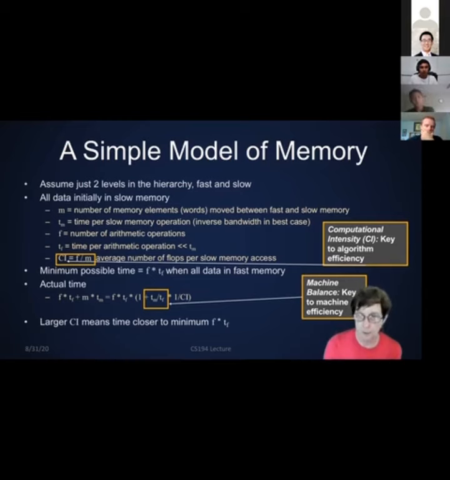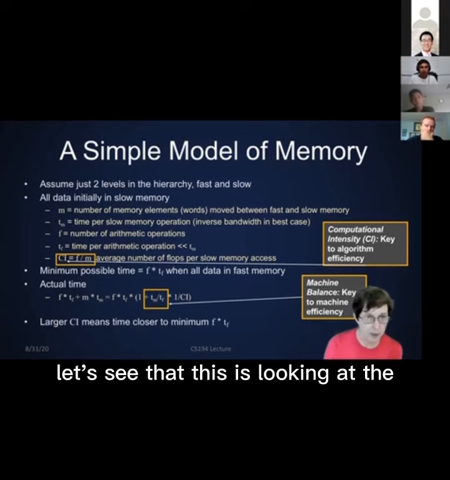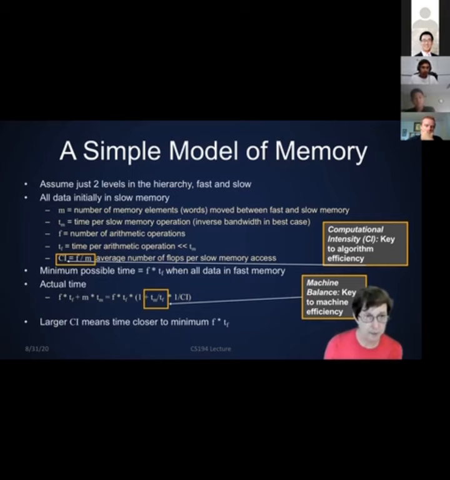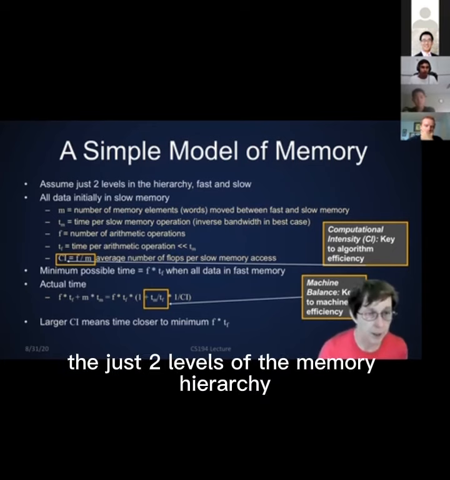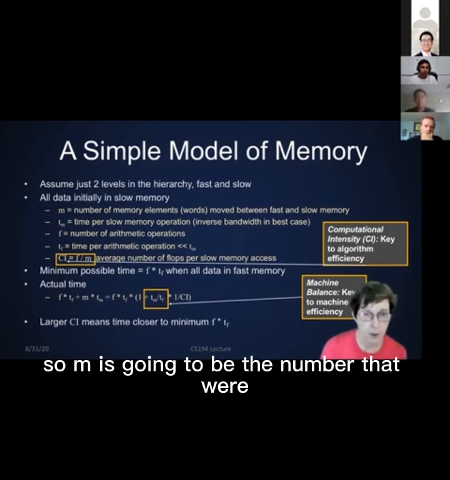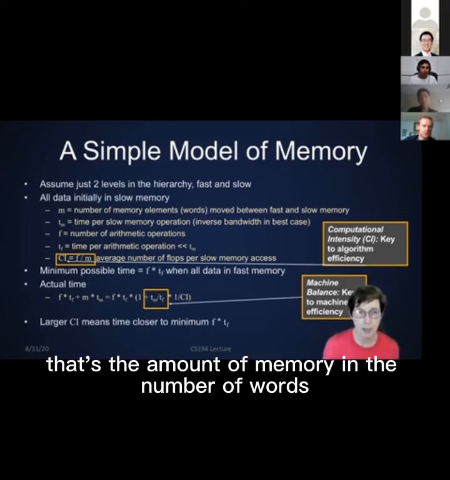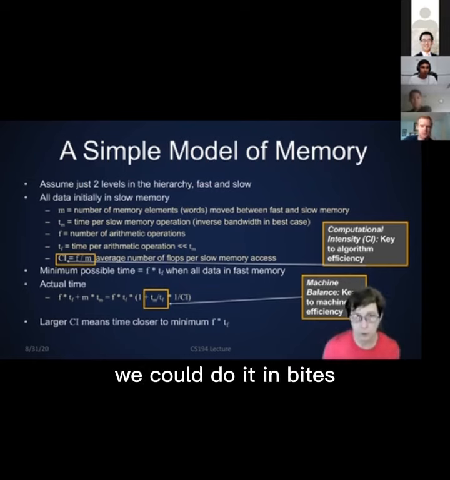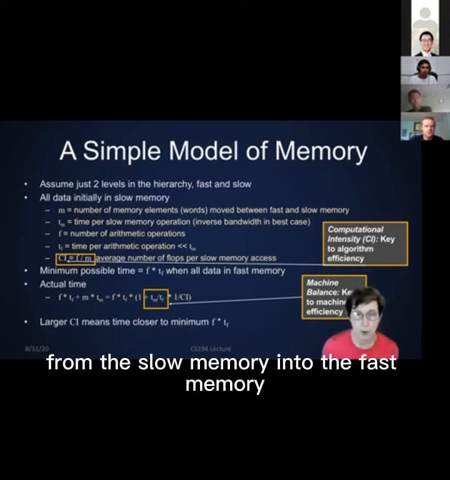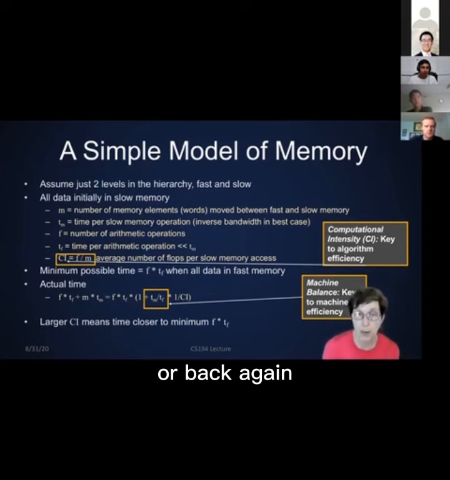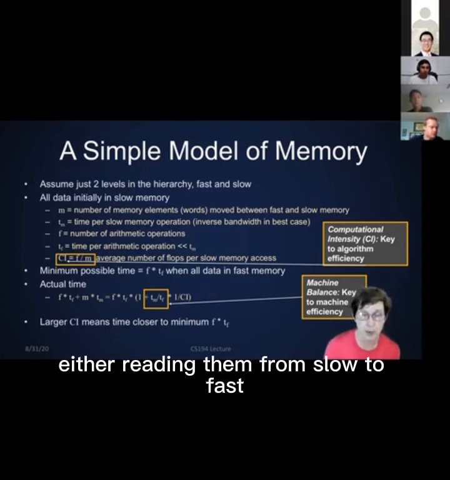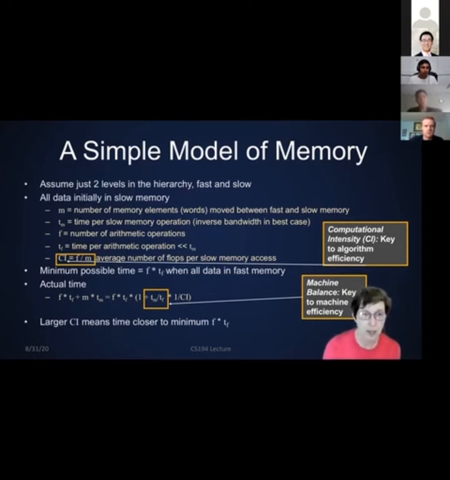But this is looking at just two levels of the memory hierarchy, so a slow memory and a fast memory. So M is going to be the formula that we're going to try to calculate for a number of different problems. That's the amount of memory, the number of words in this case. We could do it in bytes, but the number of words that we move from the slow memory into the fast memory or back again, either reading them from slow to fast or writing them from fast to slow.